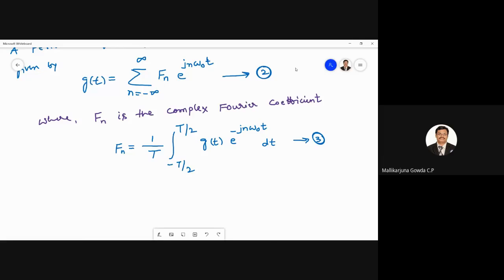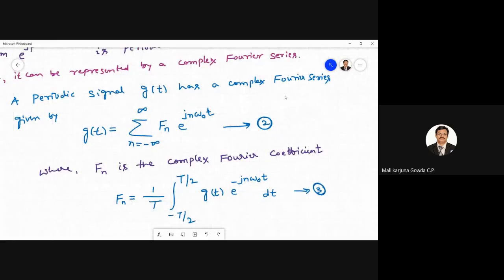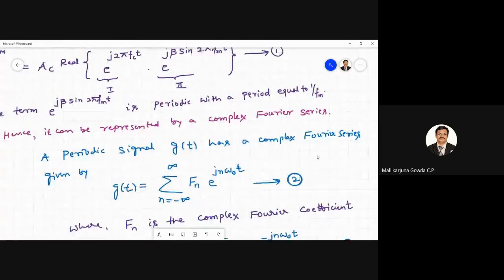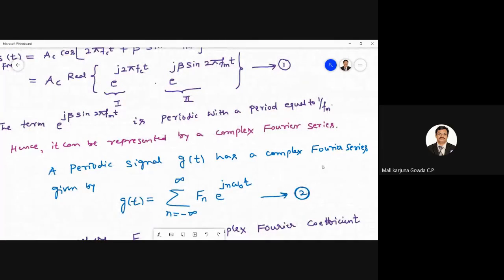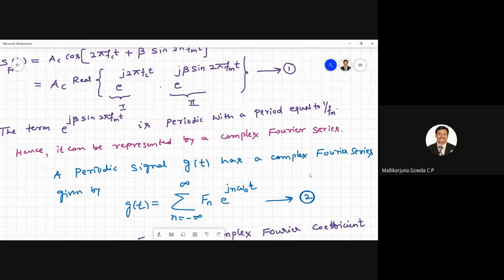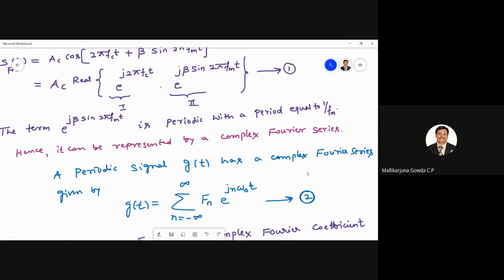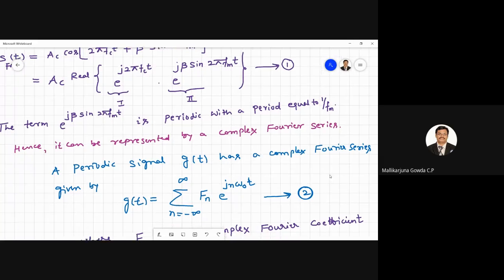What is my signal? I expressed this wideband FM, that is the FM signal, in terms of complex exponentials, right? In terms of A_C real part of e power j 2 pi fct into e power j beta sine 2 pi fmt, right? In that, which one is periodic? I said the second term, right? I need to apply this periodicity to the second term, that is e power j beta sine 2 pi fmt. Okay, so let us try to do that.